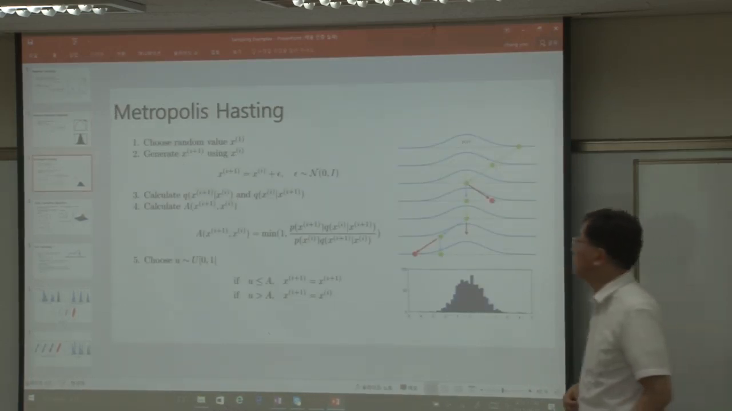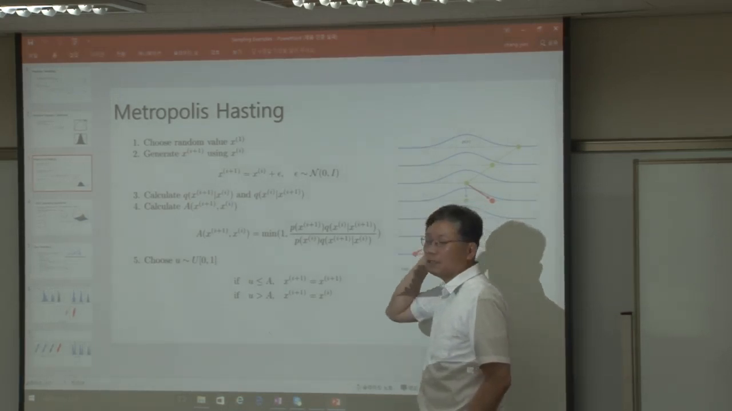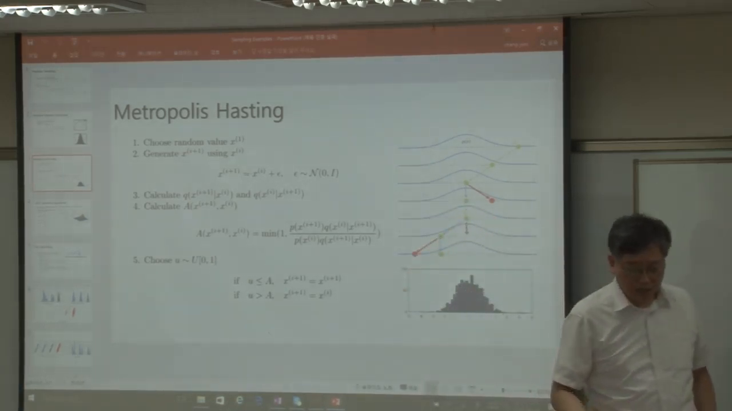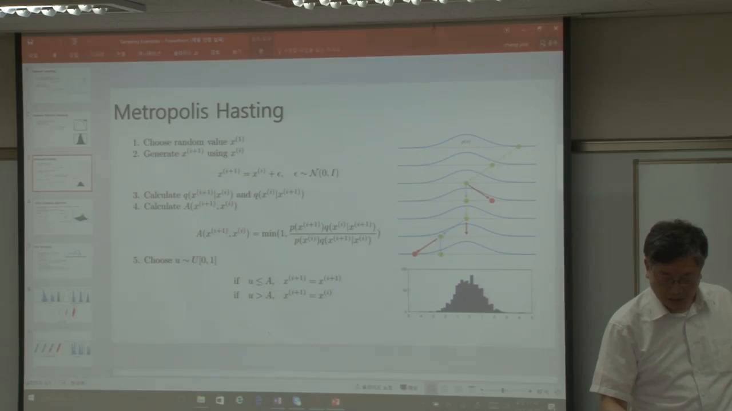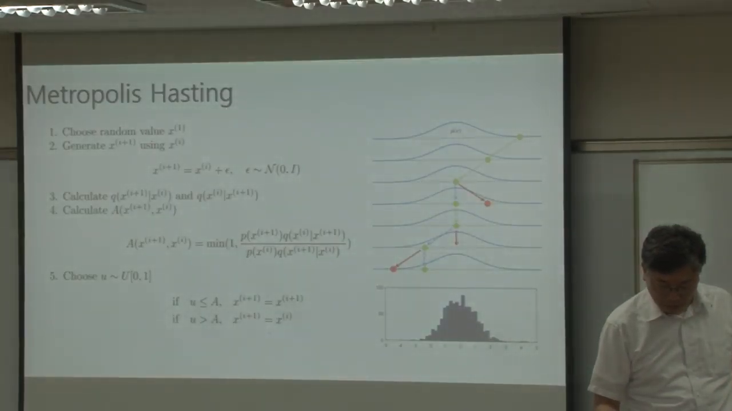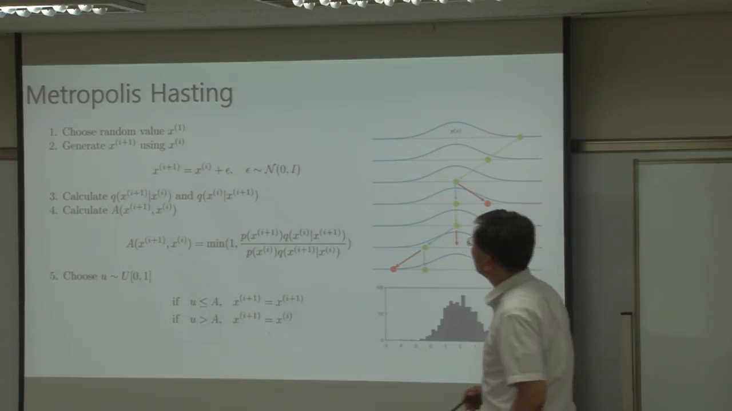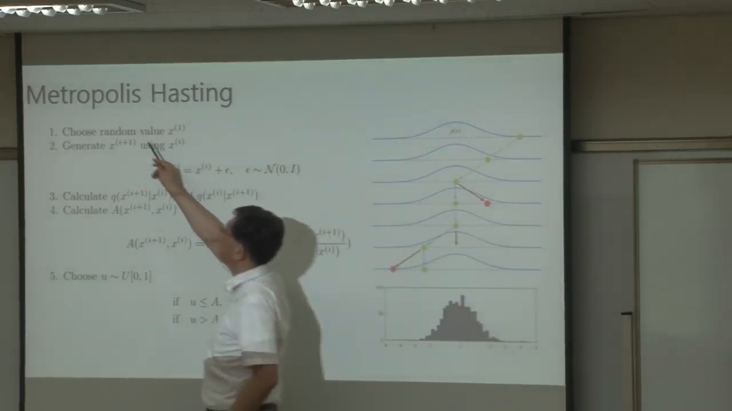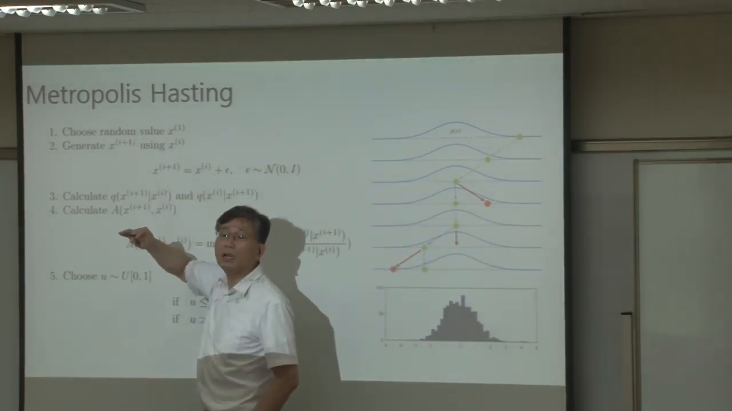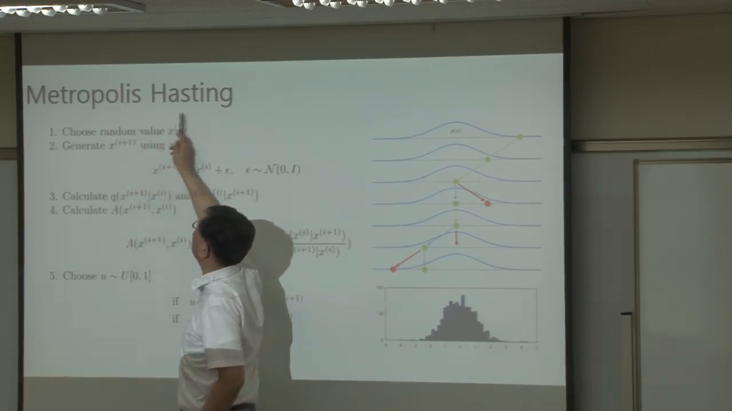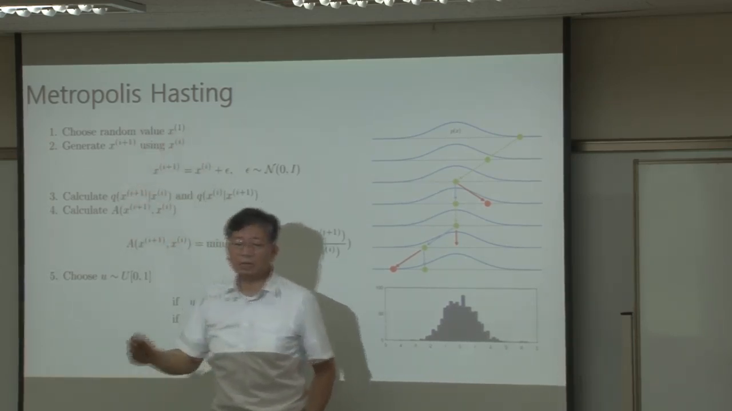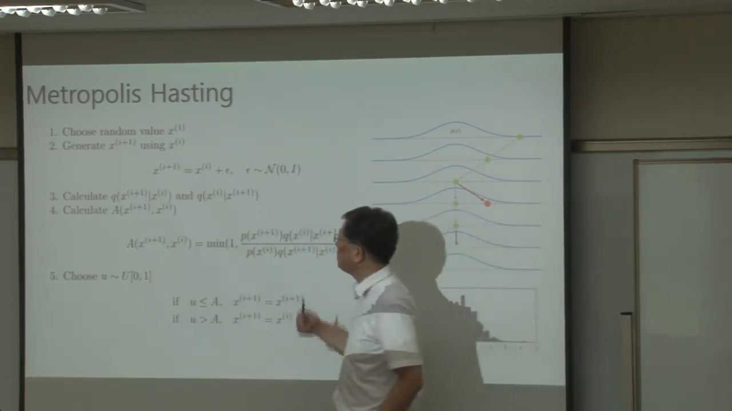And this is Metropolis Hastings. Oh, I forgot to say, this is an MCMC. This is a generalization of all the distributions. Okay. So the most general MCMC algorithm is called the Metropolis Hastings algorithm.